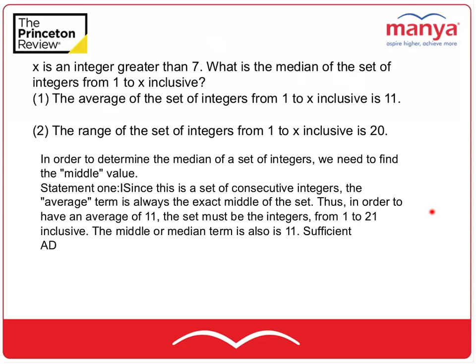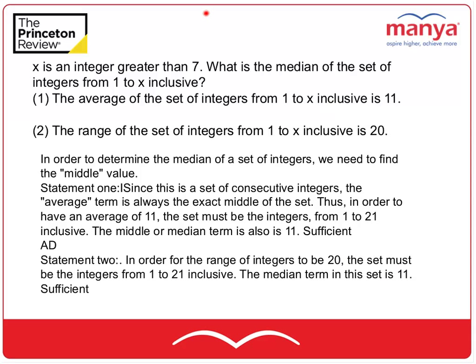Can you explain the first statement again? The average of the set of integers from 1 to x inclusive is 11. The set of integers from 1 to x, that alone says that they are consecutive. 1 is also there and x is also there, so that tells us they are consecutive integers. Since they are consecutive, the average and the median are both going to be the same, since it is said no repetition and 1 to x inclusive. Are you clear now, Shyam?